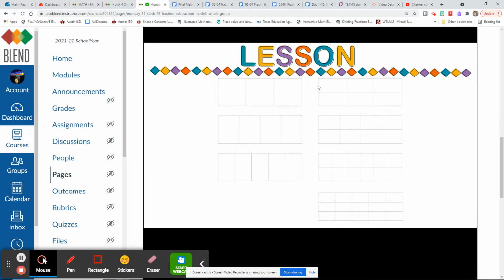So here's one rectangle in 3 slices. That would be thirds. Here's one in 4s. There would be fourths. 5 pieces would be fifths. 6 pieces would be sixths. 8 pieces would be eighths. This looks like 12 pieces, so that's twelfths. And there's 15 pieces, so that's 15ths.